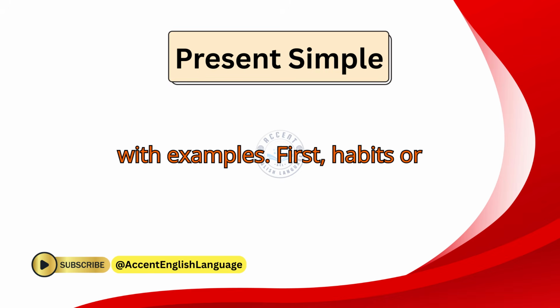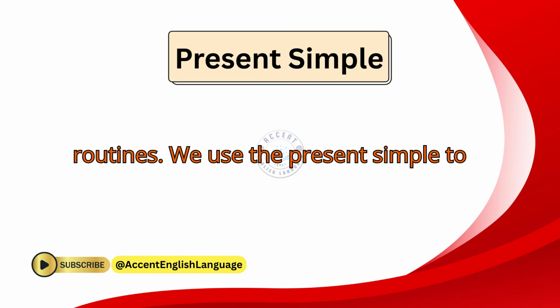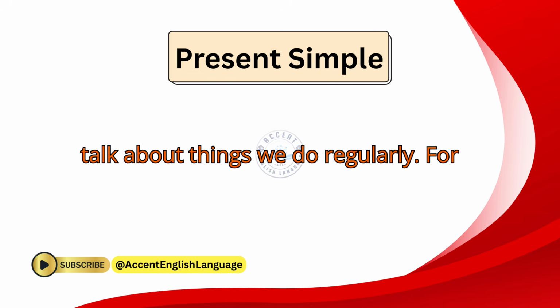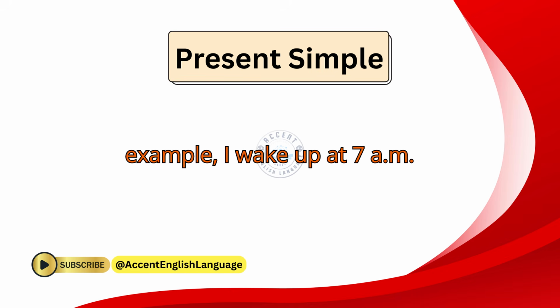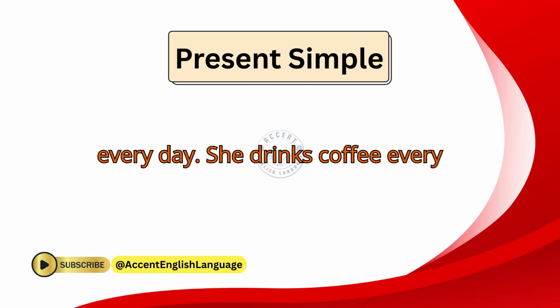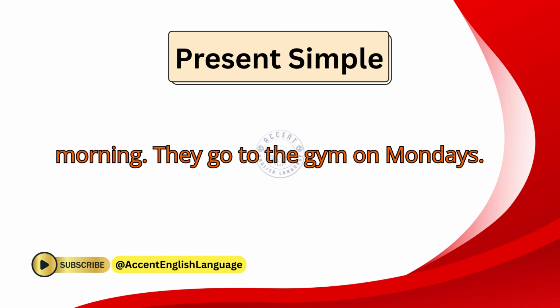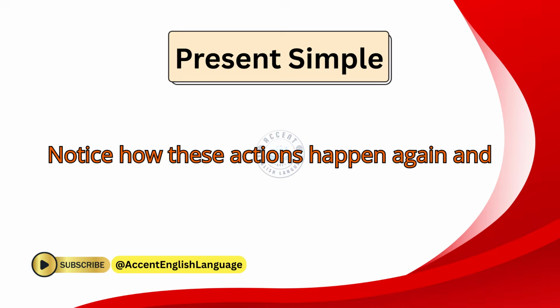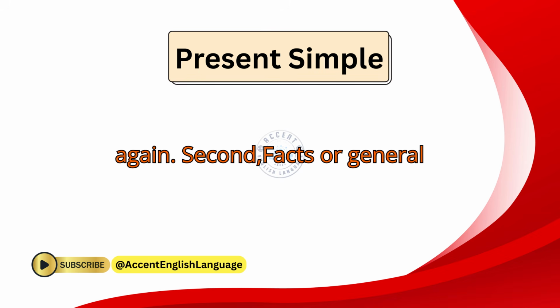First, habits or routines. We use the present simple to talk about things we do regularly. For example, I wake up at 7 a.m. every day. She drinks coffee every morning. They go to the gym on Mondays. Notice how these actions happen again and again.